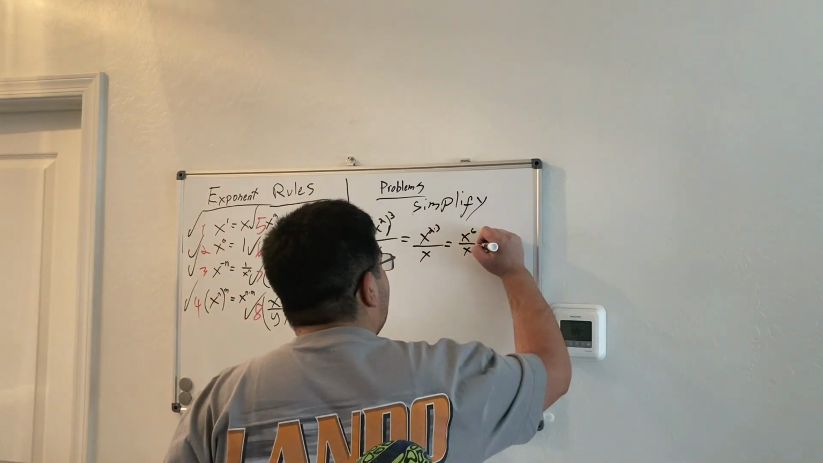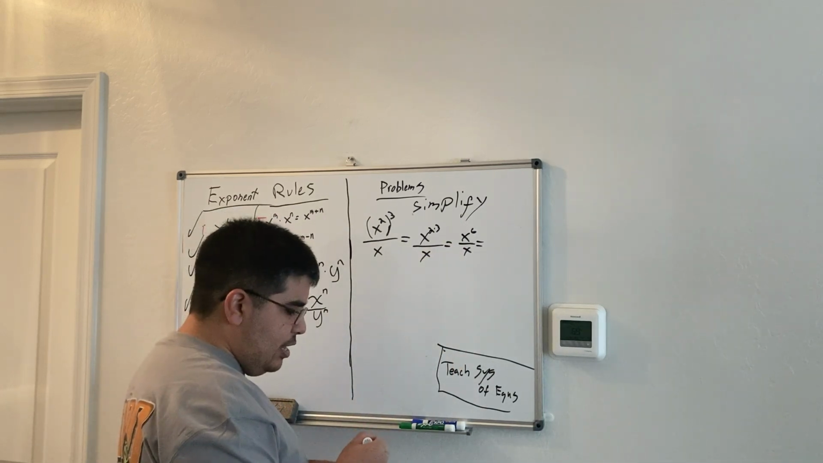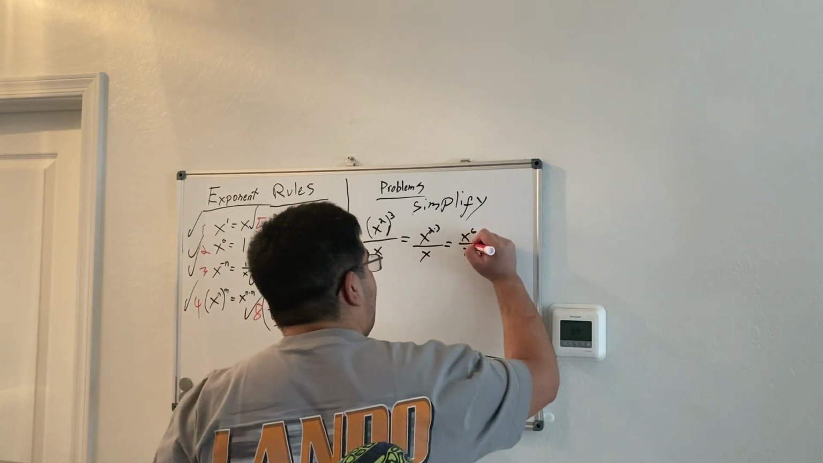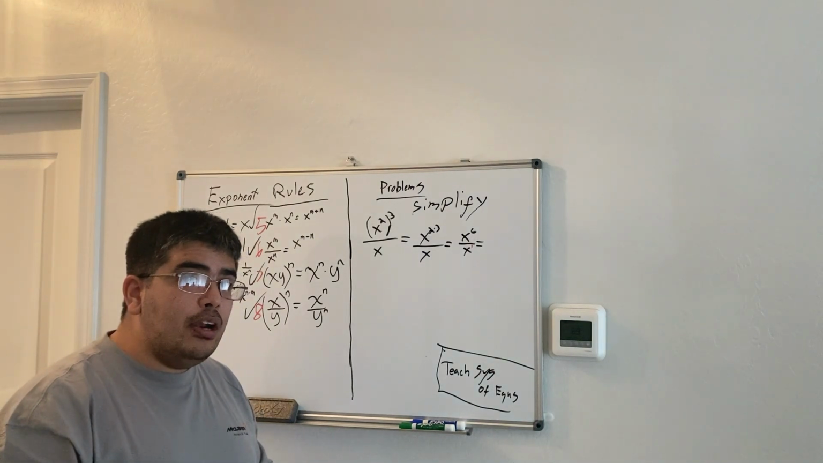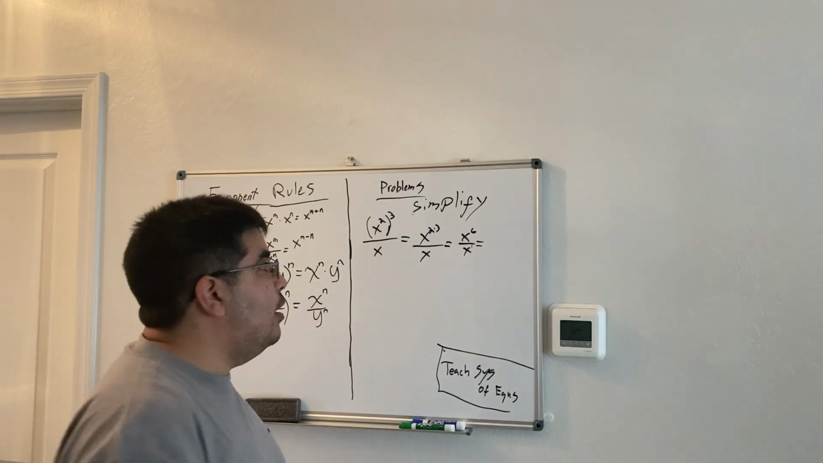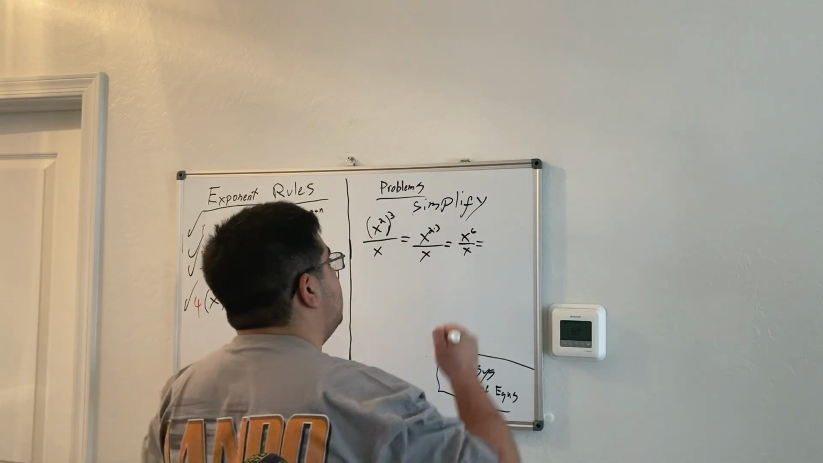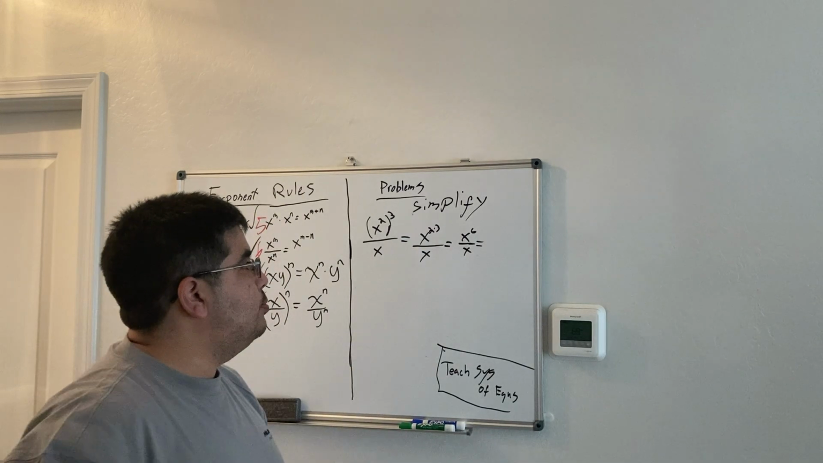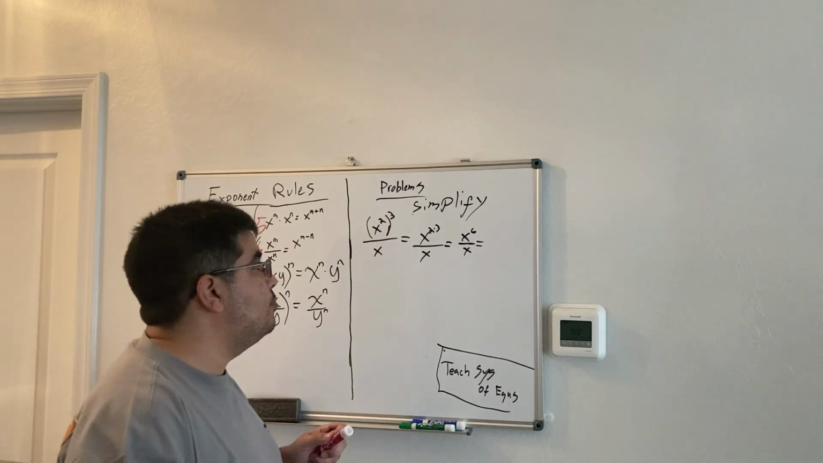In this case, it's another hidden 1 here. This is x to the 1st power, because if it was x to the 0th power, it would equal 1 and it wouldn't have a variable there. But it's x to the first power, because we have an x here, it's automatically at least x to the first power, unless there's a number in there. So we have x to the sixth power over x to the first power.